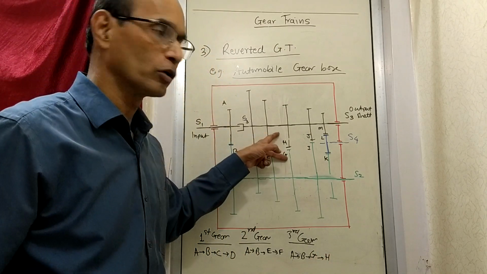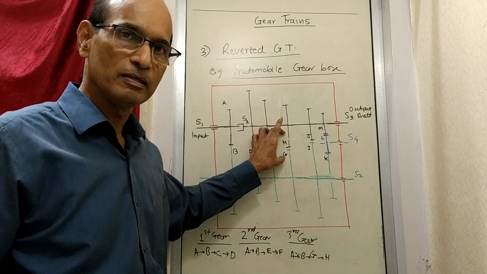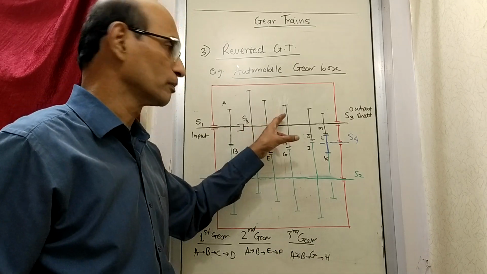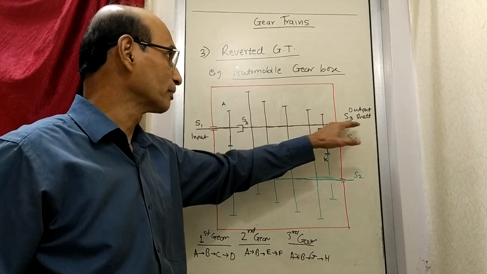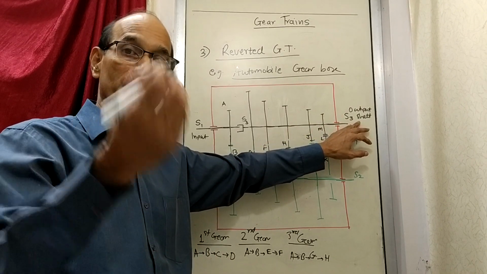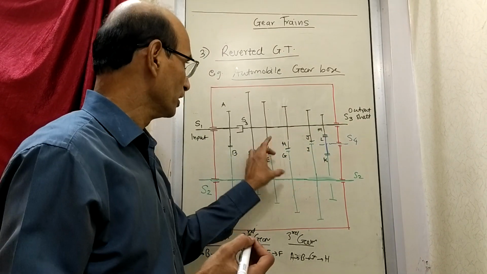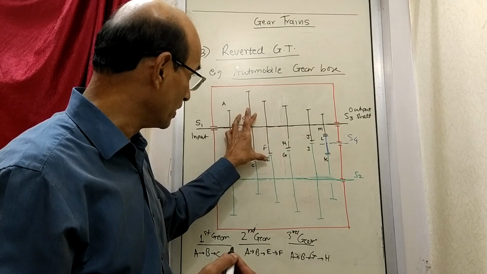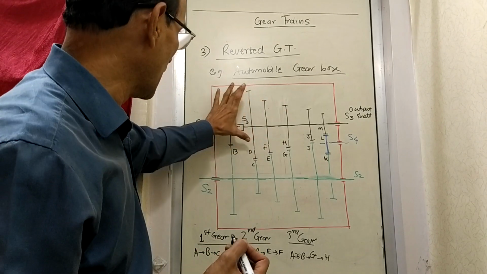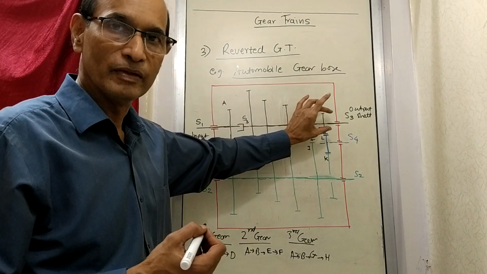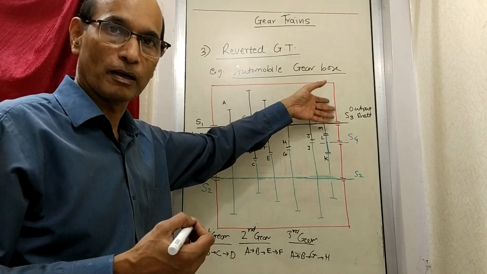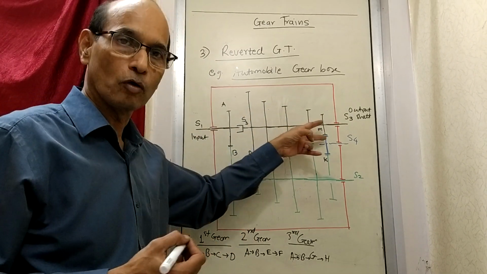Because the diameters are different, you will get a different ratio, and because of that a different speed. So now the shaft S3 has started rotating with a higher speed, because the ratio is such that this diameter has become less than this diameter. You can see the diameters are becoming lesser and lesser. That means the speed is going to increase further as the different pairs come in contact.